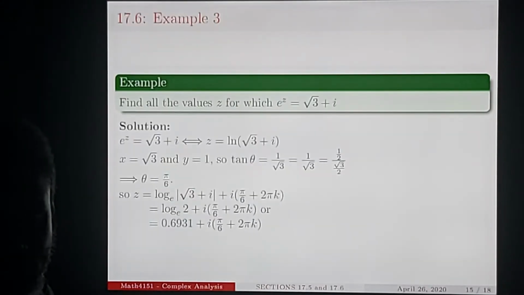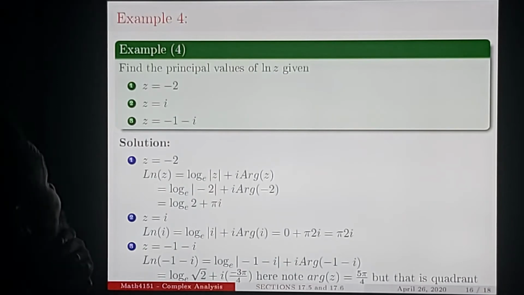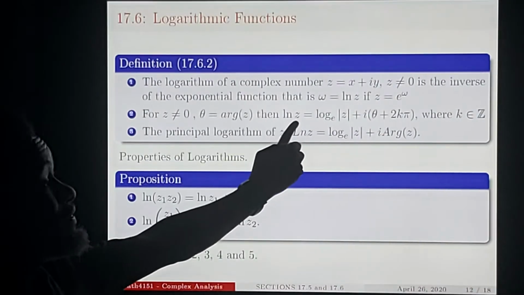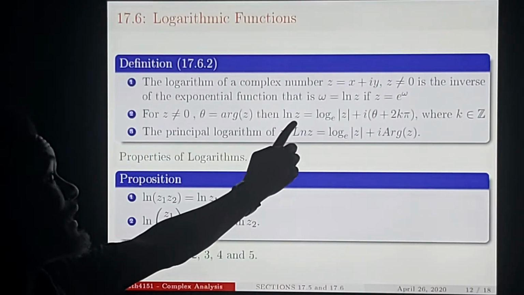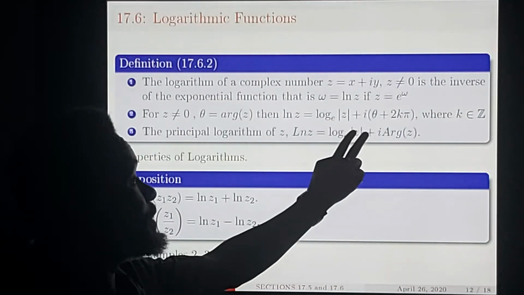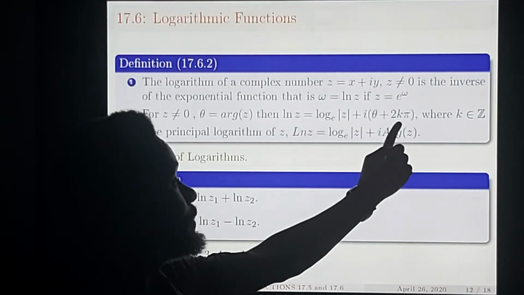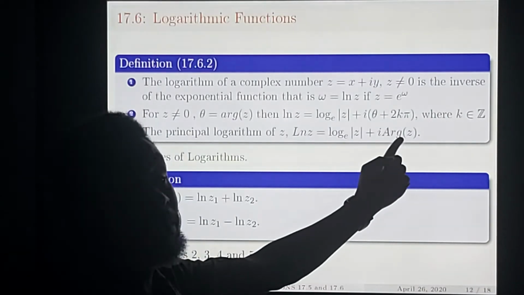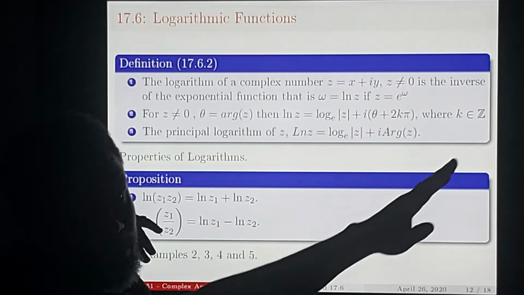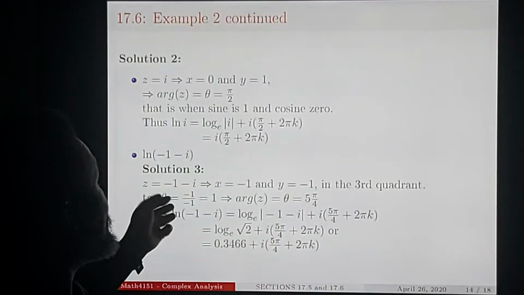So the fourth example says find the principal values of ln of z. Now I'll take you back, ladies and gentlemen. Here we were looking at the natural log of z. Now we're looking at the principal natural logarithm. The difference is here: we throw away this and just use the principal argument, theta that lies between minus pi and pi. So it's the same thing we've done.